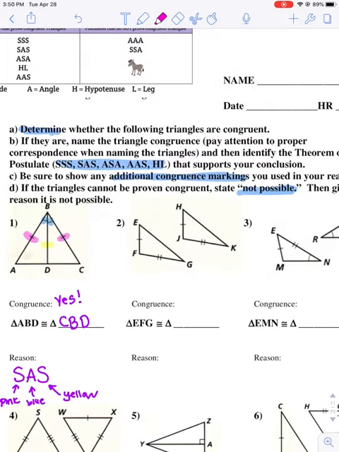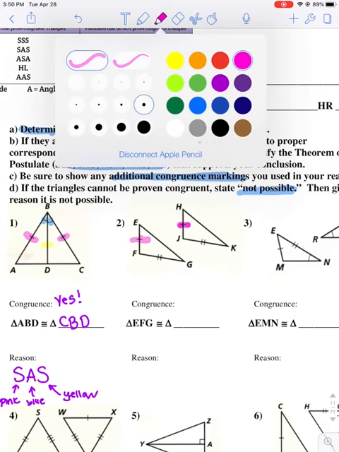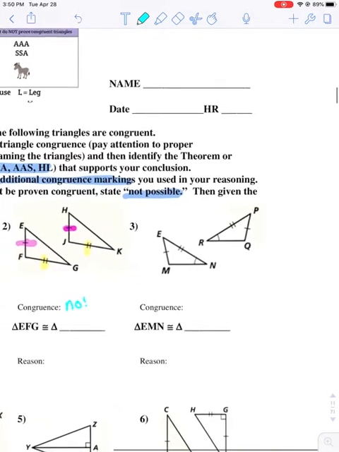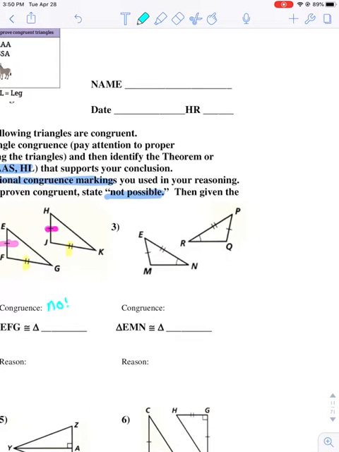All right, let's try the second one. So I see that they have this side that matches, and they have this side that matches, but I don't see any third side, and I don't see any information about the angles. So they might be congruent, but we don't have enough information to say. So no, these are not congruent, and we can't do a congruent statement or say a reason. So we're done with that one.